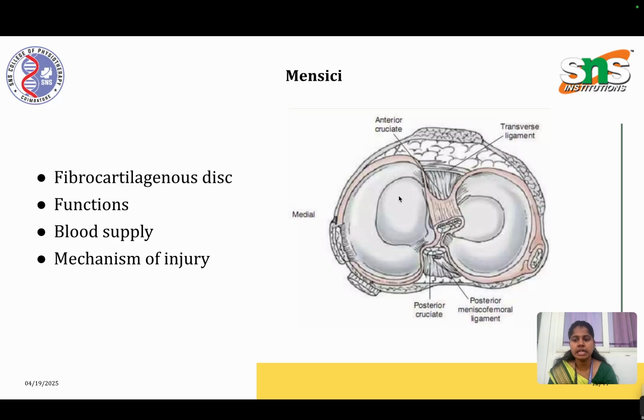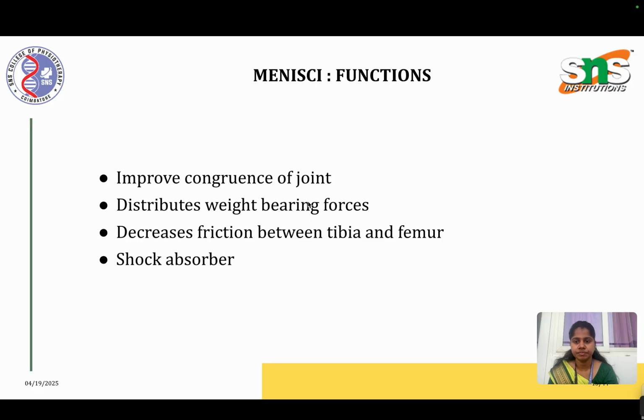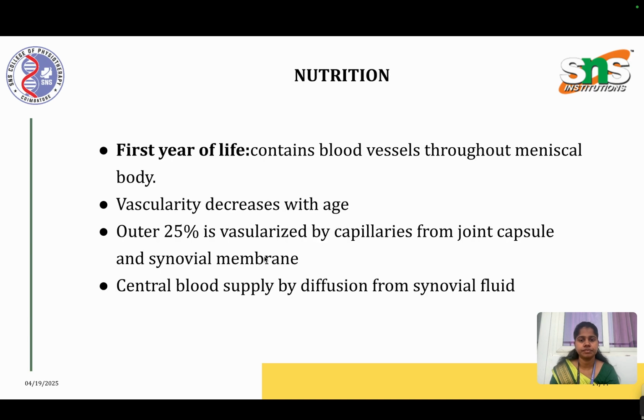Coming to the menisci, we're going to discuss the fibrocartilaginous disc, functions, blood supply and mechanism of injury. Coming to the functions, as we all know, menisci improve the congruence of the joint, distribute the weight-bearing forces, decrease the friction between tibia and femur, and act as a shock absorber.